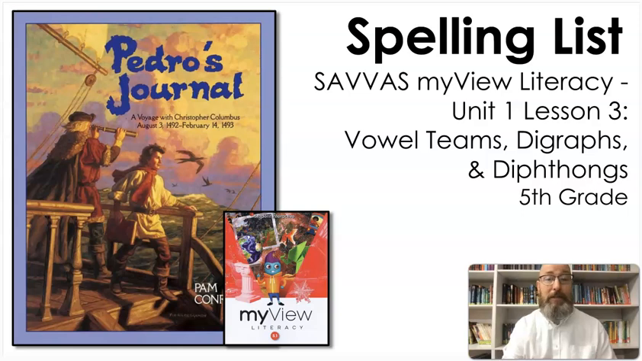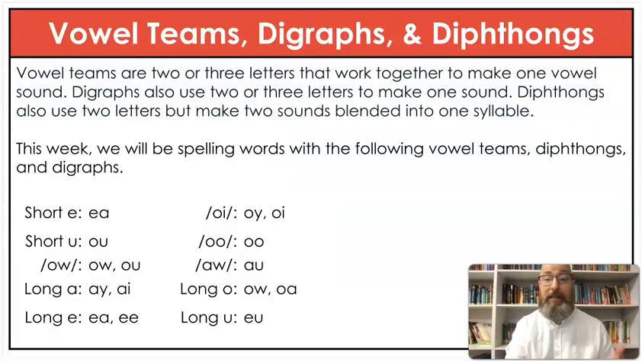What we're going to do today is go over our skill of the week, which is vowel teams, digraphs, and diphthongs. Now, what are those things? Vowel teams are 2 or 3 letters that work together to make one vowel sound. Digraphs also use 2 or 3 letters to make one sound. Diphthongs also use 2 letters but make 2 sounds blended into one syllable.